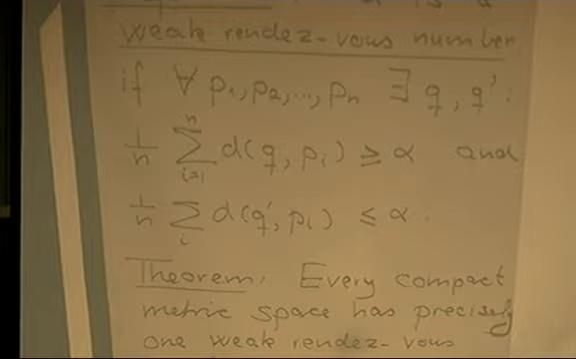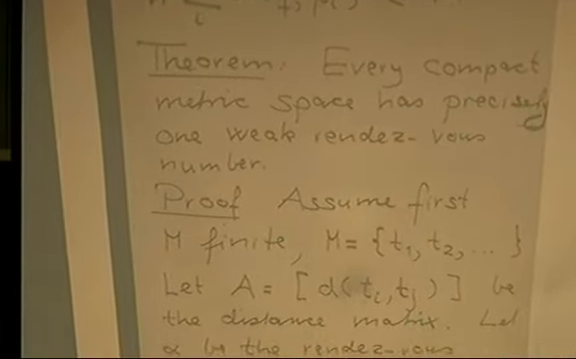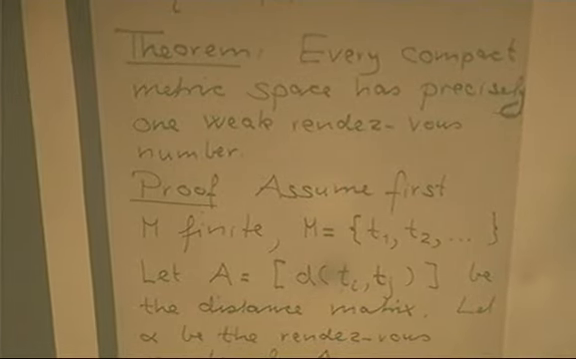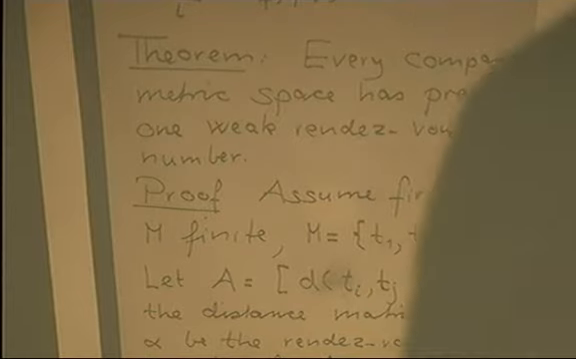And then we get the following theorem. Every compact metric space has precisely one weak rendezvous number. So again, we have existence and uniqueness. Precisely one weak rendezvous number. And I would like to indicate the proof of this. The proof is not long.